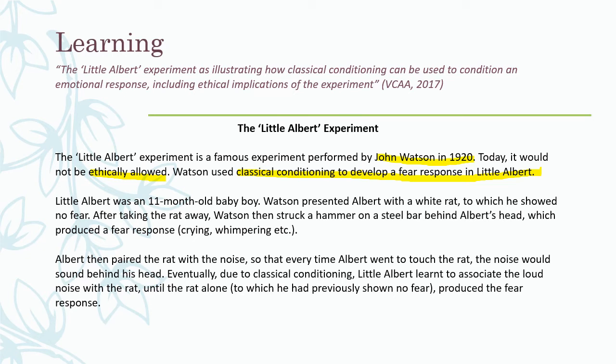So he's paired the rat with the noise so that every time Albert went to touch the rat, the noise would sound behind his ear. Eventually, due to classical conditioning, little Albert learned to associate the loud noise with the rat, until the rat alone, which had previously shown no fear, produced the fear response. So he would actually fear the rat. And he started to have stimulus generalization, where he actually feared everything that was white.